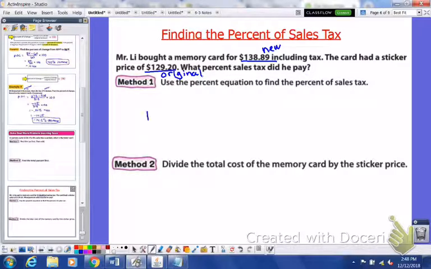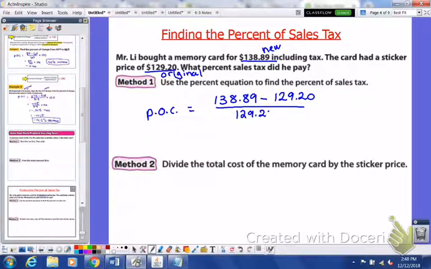So our percent of change equals our new price, so 138.89 minus the original 129.20, divided by the original, so 129.20. That whole thing times 100. Okay, if I do my subtraction, I get 9.69 over 129.2, still times 100.